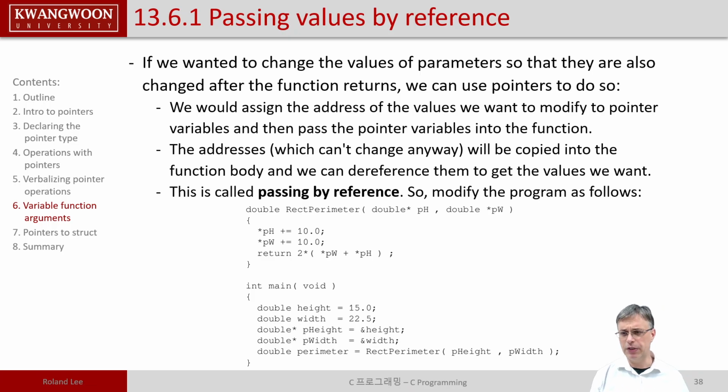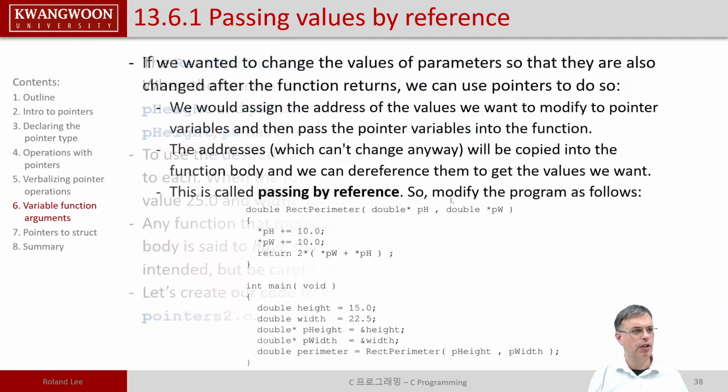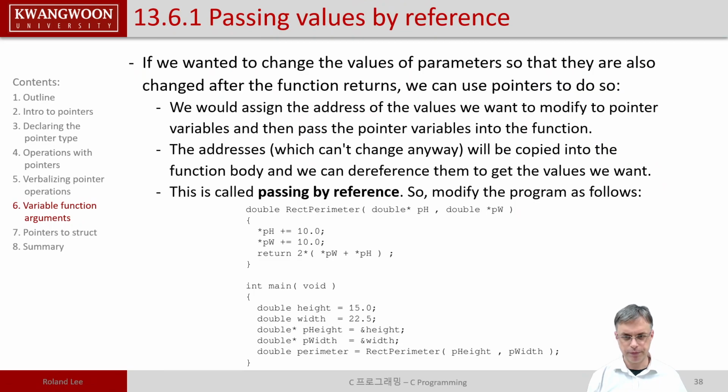Then let's do this: the direct parameter function now takes 2 pointers, ph and pw. When the function is called, ph and pw are created and the values of p height and p width are assigned to each. ph has the same target as p height and pw has the same target as p width. To use the desired values, pointers are dereferenced and 10.0 is added to each.